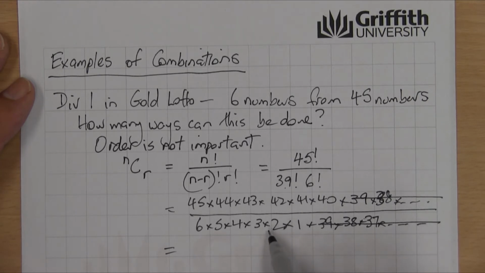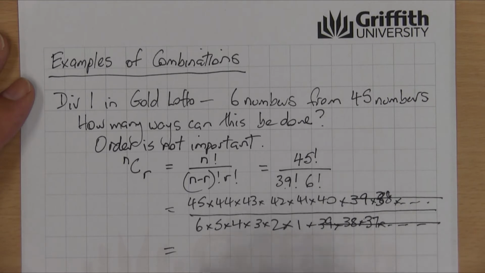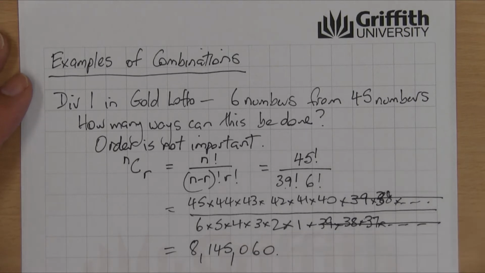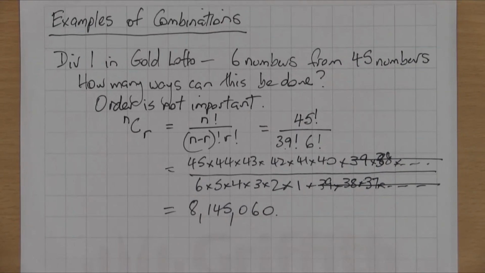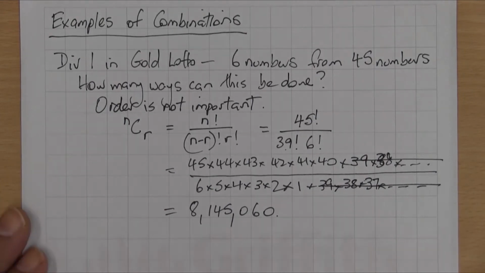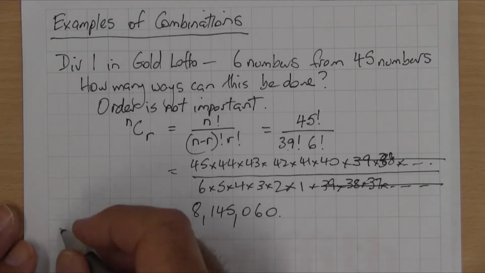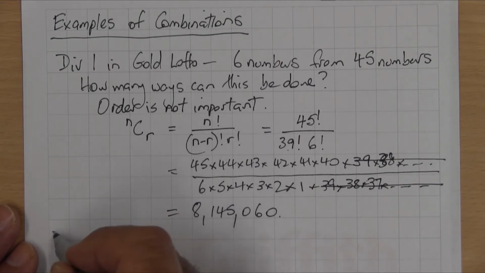So when we calculate all these, we get 8,145,060. So if it all happens randomly, you've got one chance in just over 8 million of winning Gold Lotto if you just put in one entry. Okay, let's look at another example.